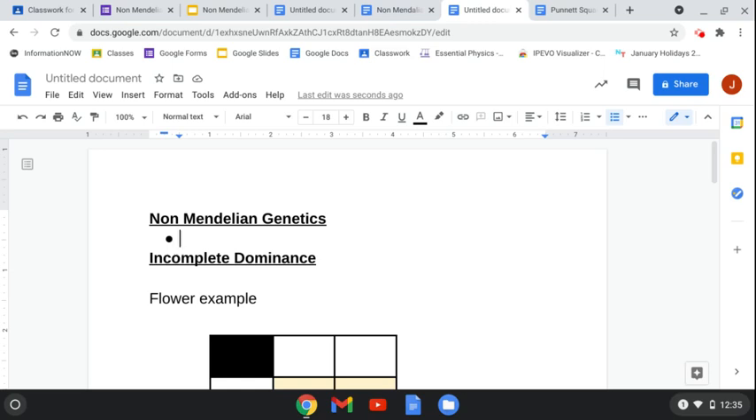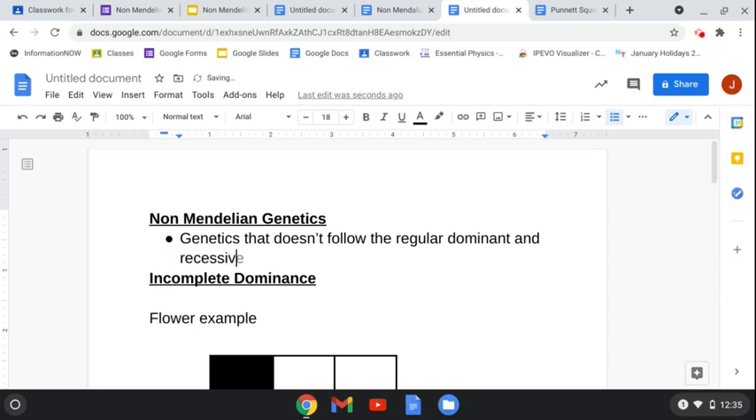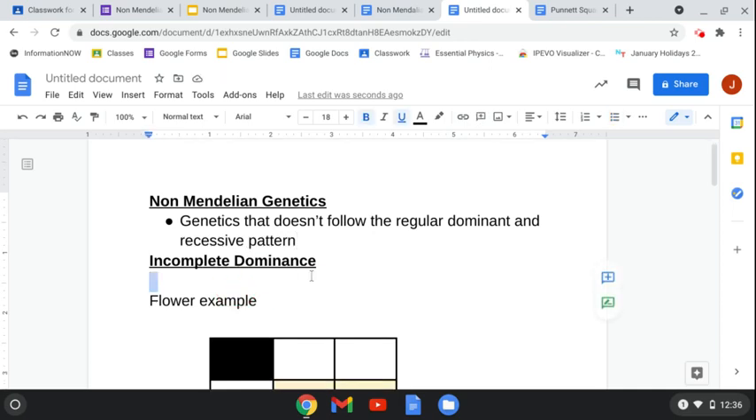So, I'm going to start off with what is non-Mendelian genetics? This is going to be genetics that doesn't follow the normal this or that pattern. It doesn't follow the regular dominant and recessive pattern. And there's a couple different things that fall under this category of non-Mendelian genetics. And when I'm done with this, I will post this with the assignment as well, so you have this document as well as the video. Make sure you watch the video because there is some useful information that I will say in here.